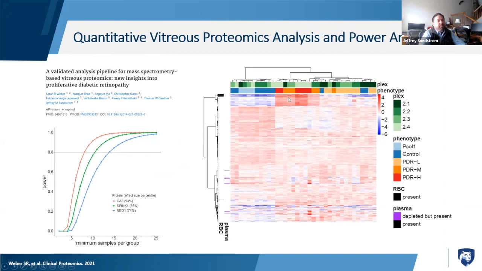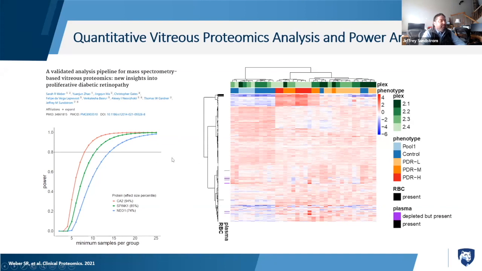And one of the caveats that we had to overcome is that these are patients that have some blood in their vitreous. In fact, that's why they went to the operating room. And we were able to show that, in fact, the level of hemoglobin is quite low, and plasma proteins and red blood cell proteins are not skewing this clustering here.